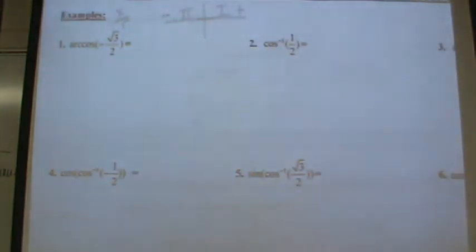And then just like we did with sine, we're going to find the arc cosine and also the composites of the cosine. So again, this time, remember that we're looking at 1 and 2, and that cosine is x over r. So we're going to be positive in the first quadrant and negative in the second quadrant.